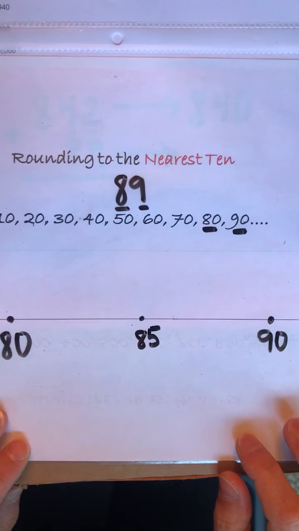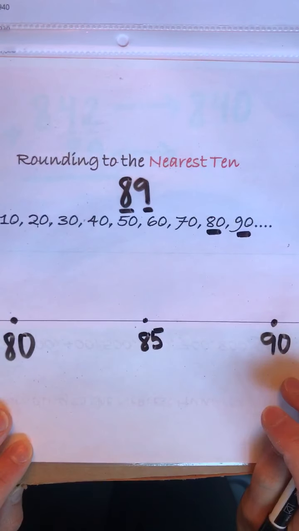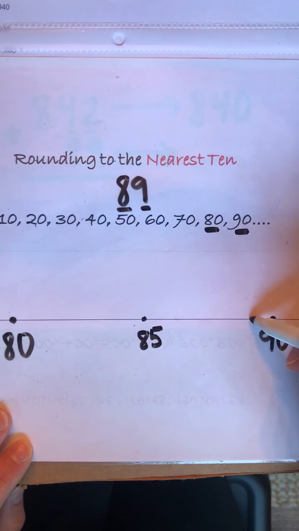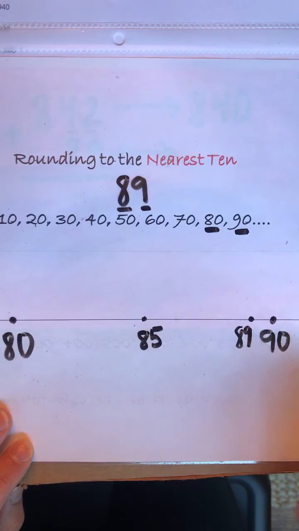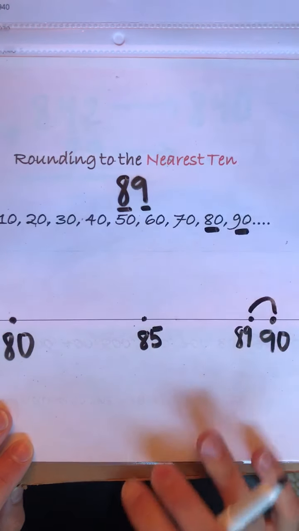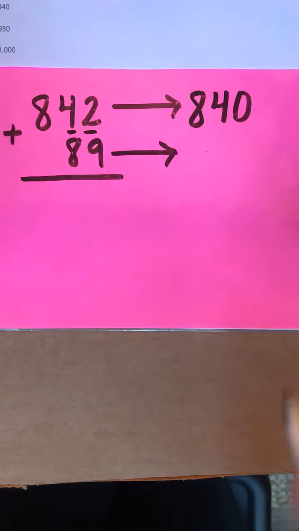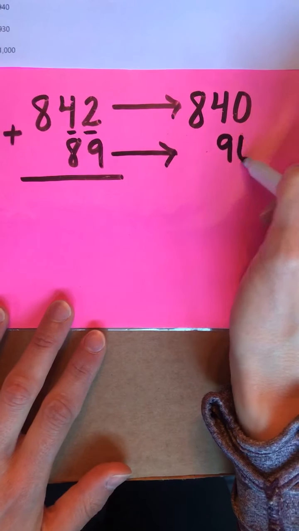And whereabouts would 89 go? Would it go closer to 80 or closer to 90? It would go closer to 90, right? It's almost to 90. It's one less than 90. So it's pretty easy to tell that 89 is going to round up to 90. 89 rounded to the nearest 10 is 90.